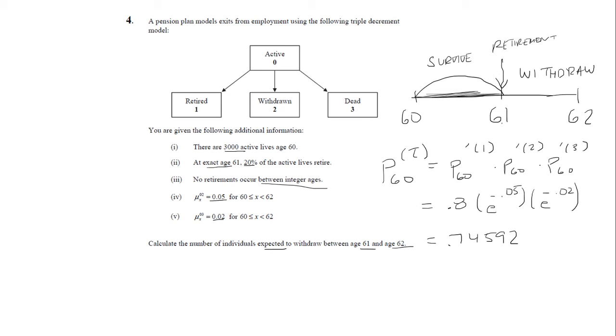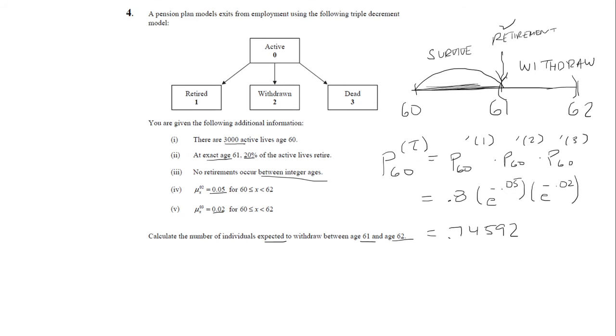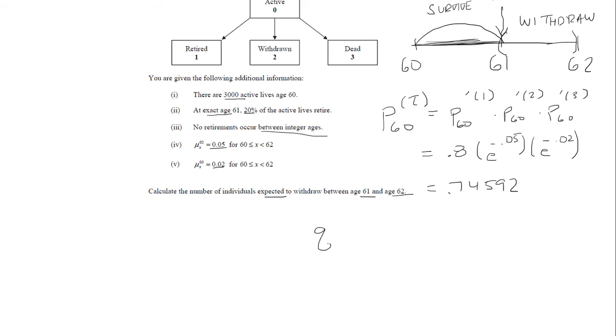Okay, so now we're at age 61. We can't retire now because retirement only happens at integer ages. So we want to withdraw between age 61 and 62. So retirement is out of the picture. So the only thing we have to worry about is we can either withdraw or die. So those are the only two decrements. So what we're really looking at right now is Q61 and then decrement 2.